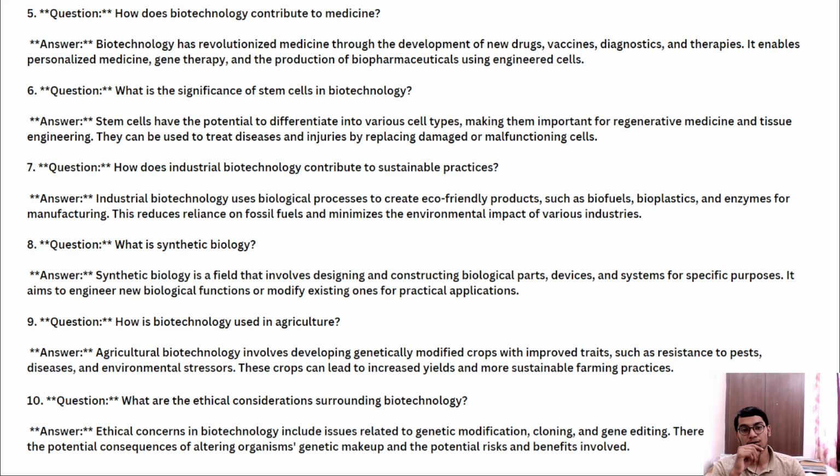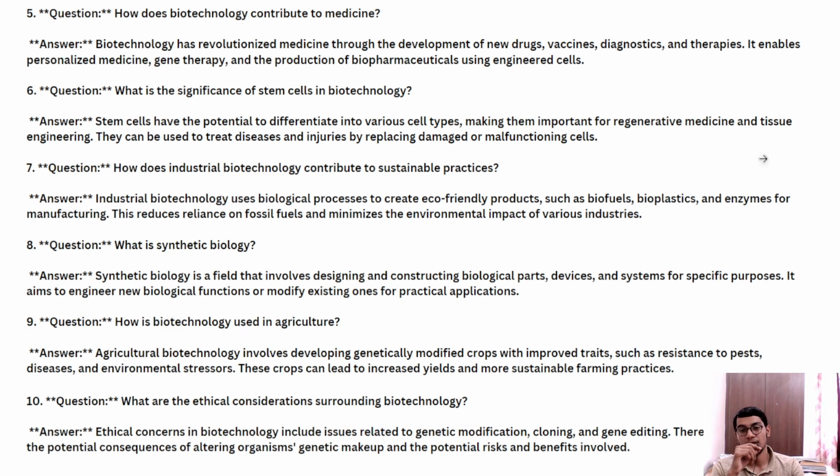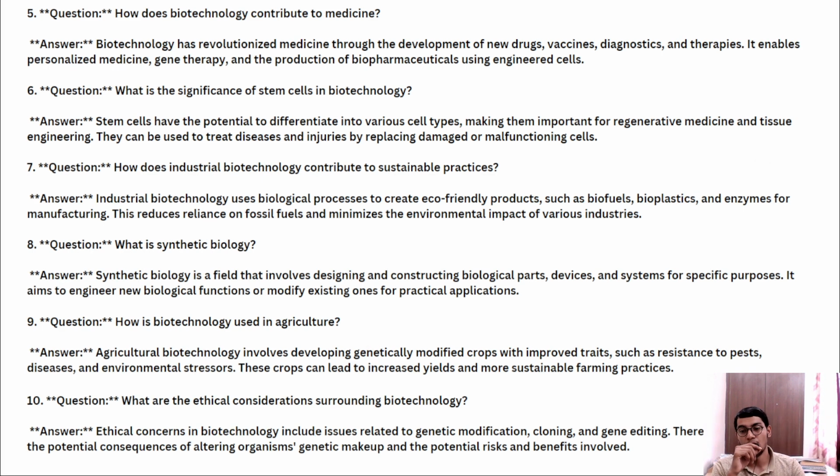How is biotechnology used in agriculture? Agricultural biotechnology involves developing genetically modified crops with improved traits such as resistance to pests, diseases, and environmental stressors. These crops lead to increased yield and more sustainable farming practices. Ethical concerns in biotechnology include issues related to genetic modification, cloning, and gene editing. There are debates about the potential consequences of altering an organism's genetic makeup, and the potential risks and benefits involved.